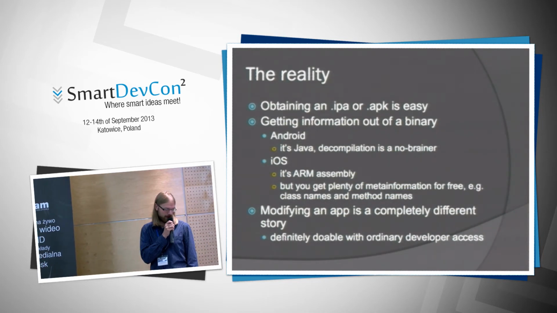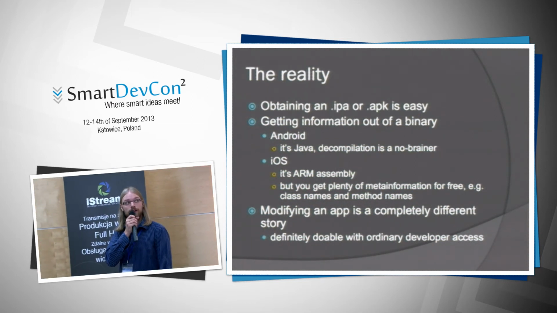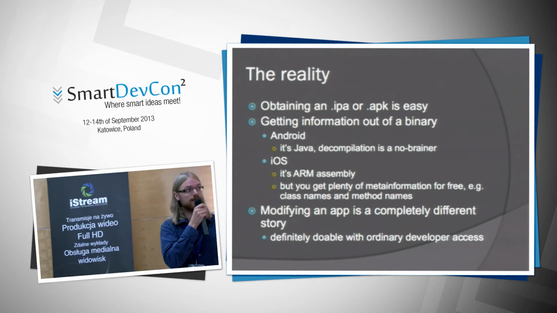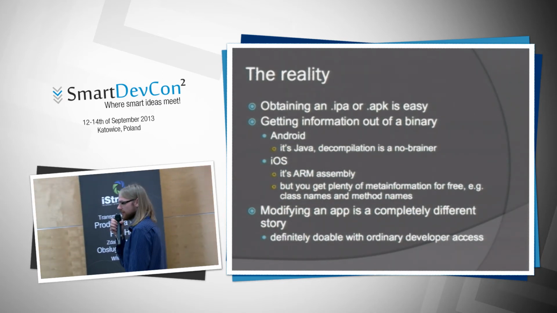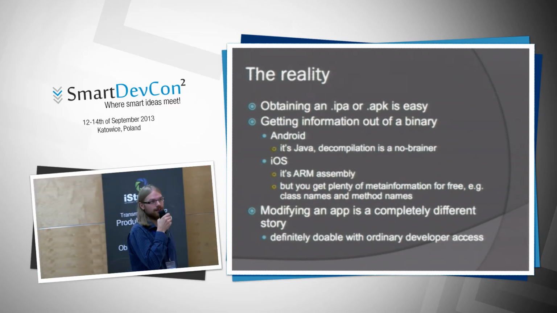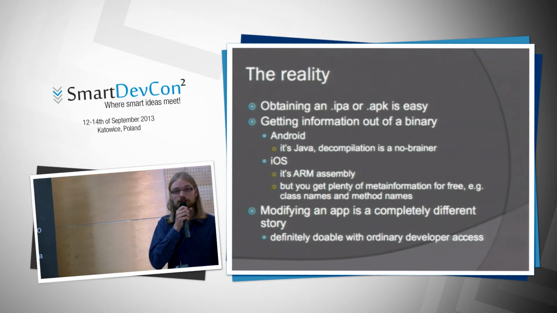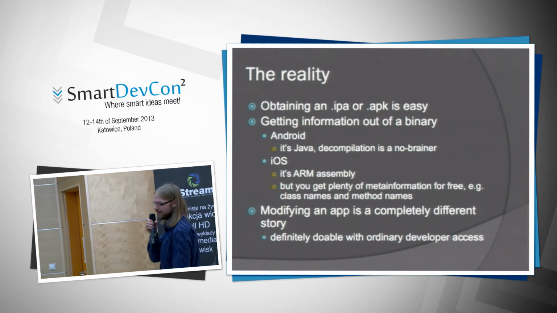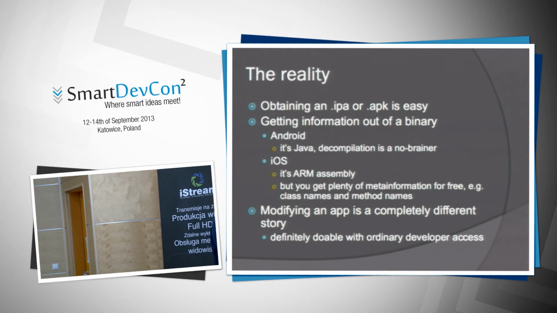So to sum it up, getting the binary is easy. Getting information out of the binary via analysis is, I guess, for Java it's easy. If it's obfuscated Java, it might be harder. But this is also security by obscurity. There is no added value of the obfuscation according to security.